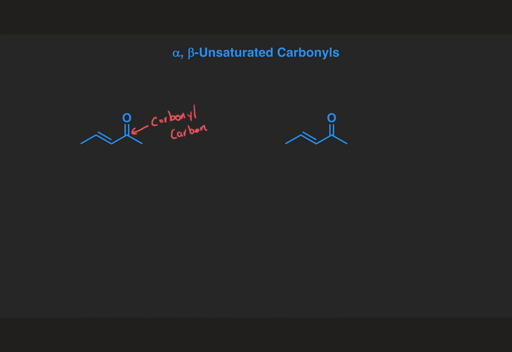The carbons next to that are alpha carbons. And the next one down the chain is a beta carbon. And we can keep going down the chain, but we just need alpha and beta for the purposes of this discussion. And an alpha-beta unsaturated carbonyl just means that there is a double bond between the alpha and beta carbon to a carbonyl.